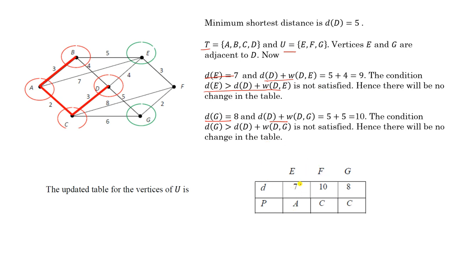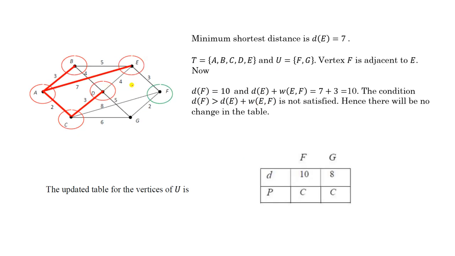From here, now the minimum is 7, you will choose E and the parent of E is A. So now this path, EA, the parent of E is A, so we will choose this edge AE. Up to that point these are the selected vertices and the shortest paths of these vertices. Repeat the process, include E in T and exclude it from U.